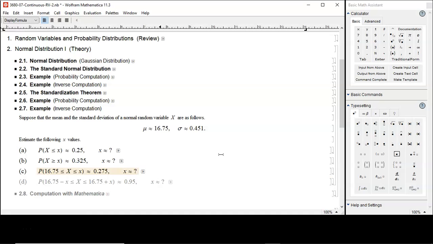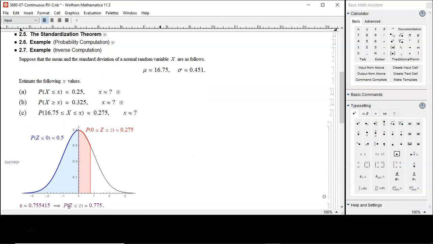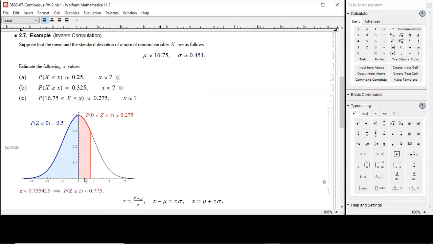So the probability that we get bigger than the mean, 16.75, and less than x is 27.5%. So what is my x value? That's what we're looking for, right? So greater than the mean, but less than some x value is 27.5% here, the red region. But in order to look up the table, I have to shade the entire left-hand side, so I have to add this one as well. So what I have to look up is not 0.275, but 0.775.